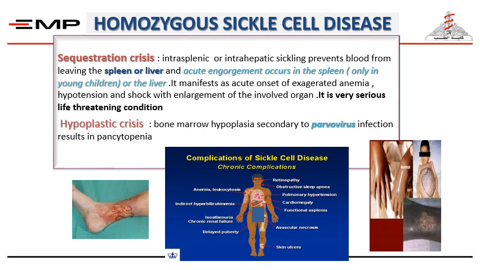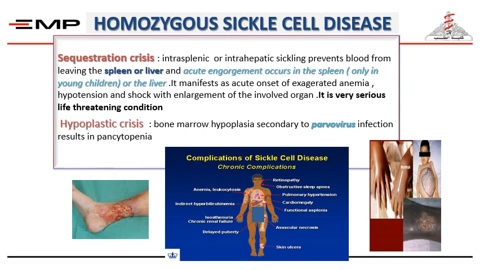Sequestration crisis is one of the very severe forms in patients with sickle cell disease. This means that it affects the spleen, it affects the liver. There is formation of sickling, occlusion of the blood flow within the liver or the spleen. So blood goes in and doesn't come out. This results in acute engorgement in the spleen, only in young children less than 4 years old, or in the liver. Acute onset of exaggerated anemia, hypotension, shock with enlargement of the involved organ.